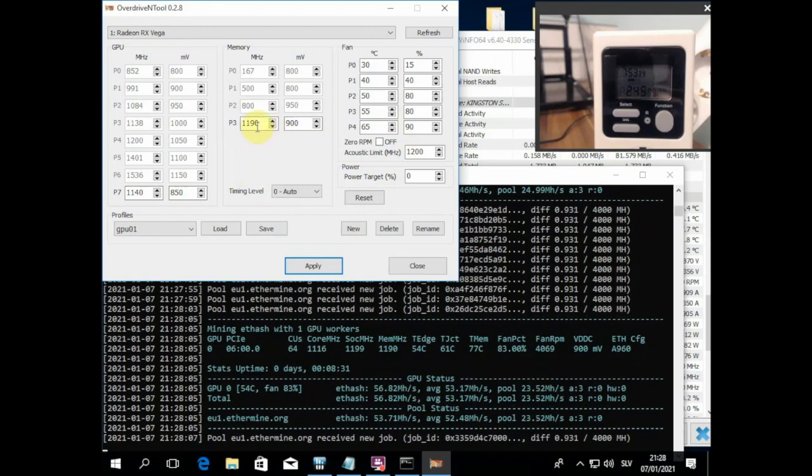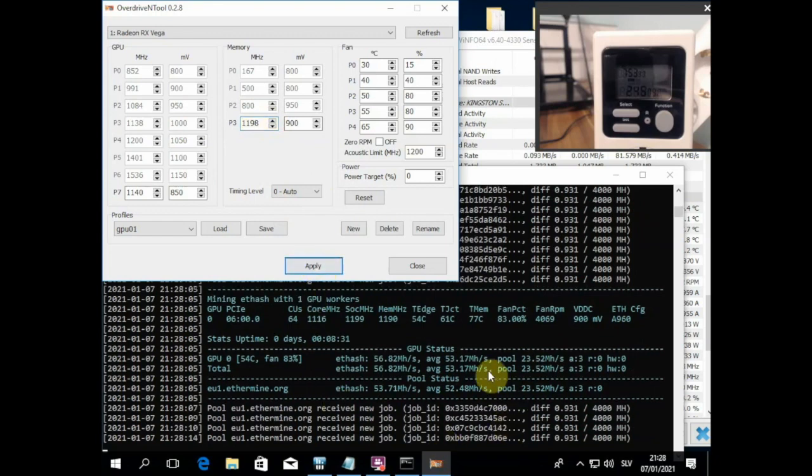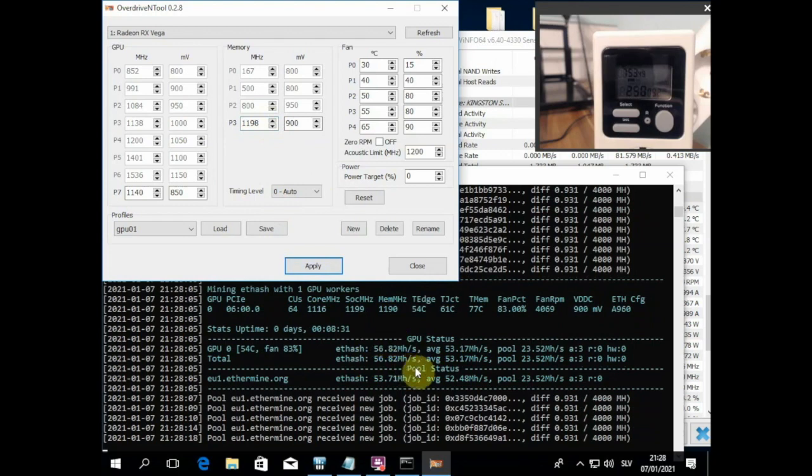56.8, we have to push it more. We have to push it to 1980. Oh damn. Please, Vega, don't crash on me. You have to see 57.